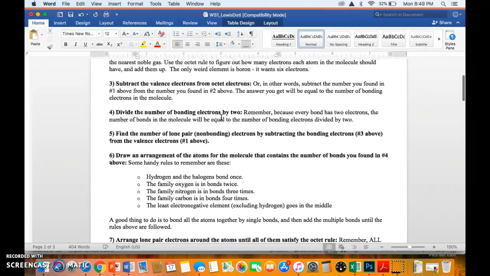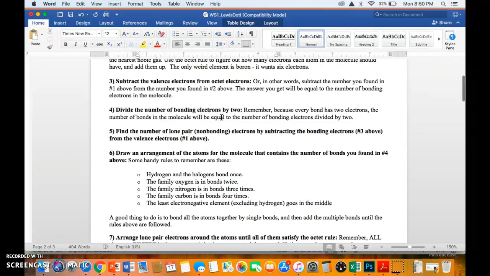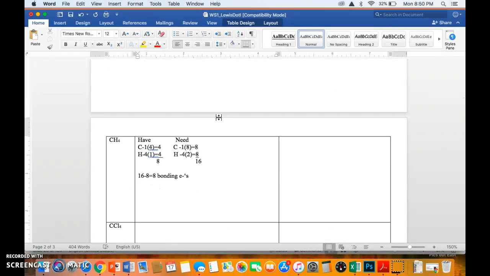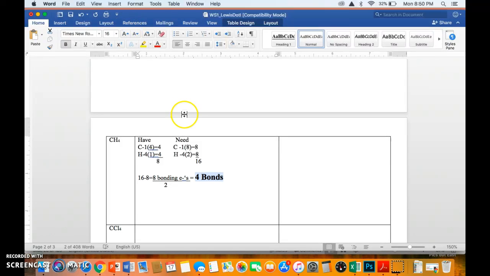Step 4. Divide this number by 2, and that gives me the number of bonds. So I'm going to take this 8 and divide it by 2. Now what does that equal? That equals 4 bonds. Now what I like to do is circle this information. I'm just going to bold it, or you can circle it, to help you remember that this is an important piece of information that is going to allow me to draw my Lewis dot structure correctly. So this is step 4, divide by 2, and get your number of bonds.